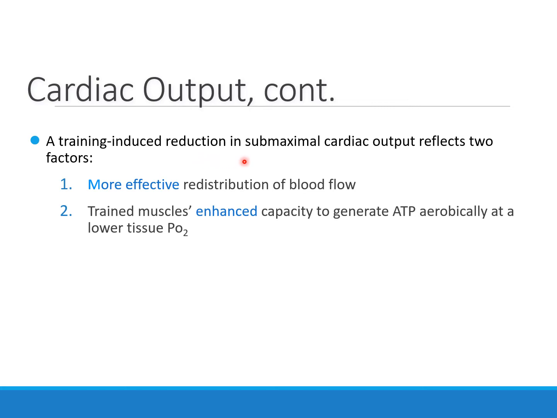Next, a training-induced reduction in submaximal cardiac output reflects two factors. So why do we get a reduction in cardiac output at submaximal exercise? Well, number one, you get more effective redistribution of blood flow. So you don't have to work quite as hard. Your cardiac output doesn't have to be as high when you're trained. And number two is that trained muscles enhance capacity to generate ATP aerobically at a lower tissue oxygen pressure. So you don't require as much oxygen in order to generate ATP as you would if you were untrained.